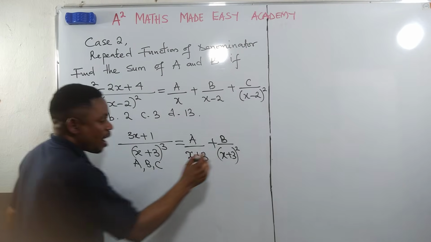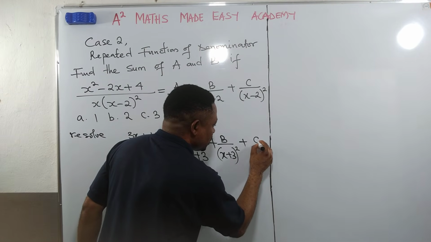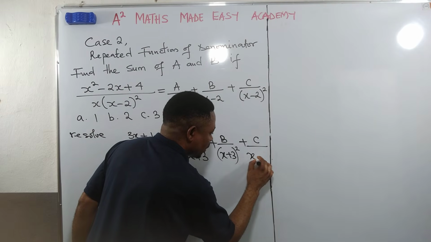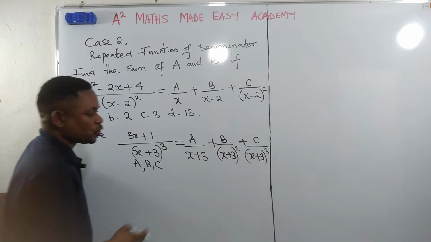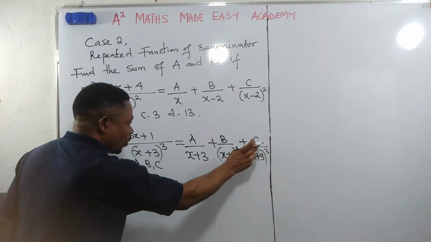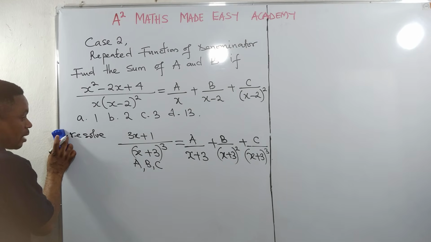Then finally, I will now add and introduce the last value. What's the last value? C, still divided by the denominator. I will now pick everything and consider it as x plus 3 all raised to power 3. This is what we call a repeated function. So then we now look for A, B, and C. Have I made myself clear? Now, let me give you more examples on this.